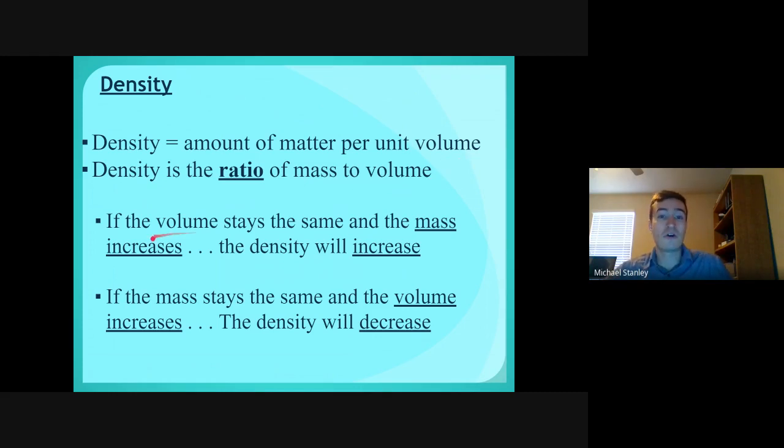So if the volume stays the same, like you have your plastic trash bin in your kitchen, but you put more stuff inside of it, you increase the mass, the density of your trash is going to go up, right?